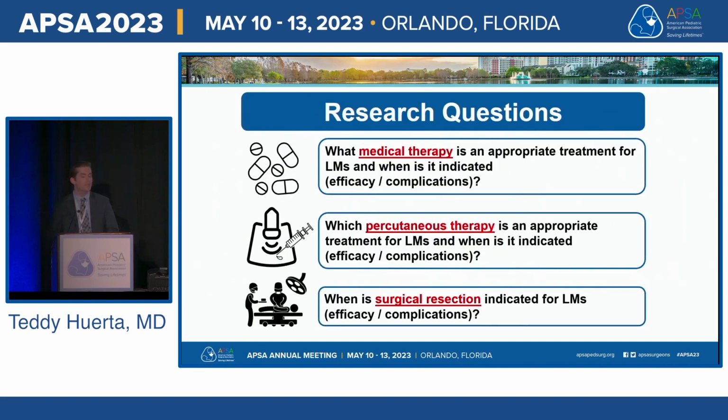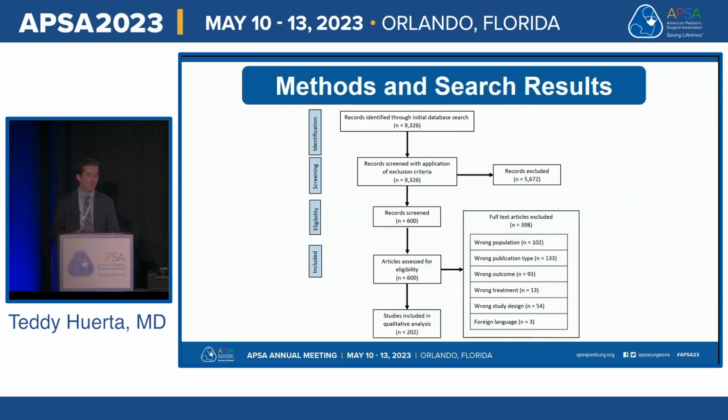As part of the Outcomes and Evidence-Based Practice Committee, the Lymphatic Malformations subgroup created and refined the following 3 research questions related to the indications, efficacy, and complication profiles associated with medical therapy, percutaneous sclerotherapy, and surgical resection. With the aid of a health services librarian, we initially identified 9,326 abstracts that each underwent independent review by 2 members of our lymphatic malformations subgroup, and after application of our exclusion criteria, resulted in 202 full-text manuscripts that were abstracted for data presented in the following qualitative analysis today.